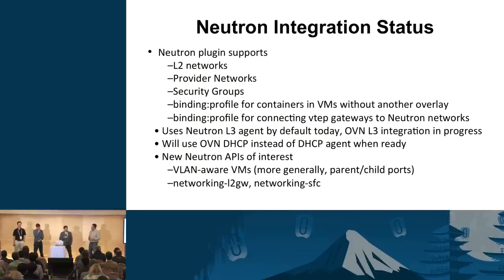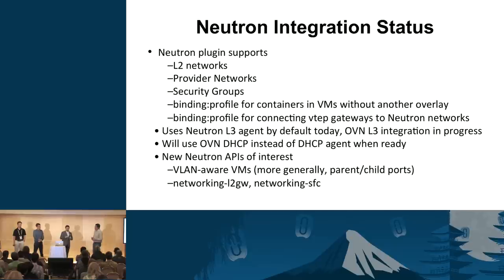We have also been using Neutron's DHCP agent historically. But there are patches already up for review for native DHCP support. So effectively what you get is no more Neutron DHCP agent, no more dnsmasq, and a distributed DHCP managed by each local controller, using flows in the local controller. So that's up for review now. Hopefully we'll have that fairly soon.